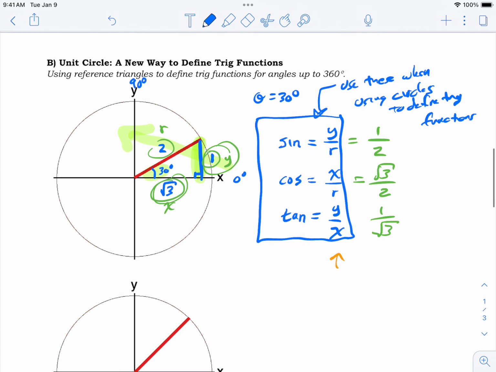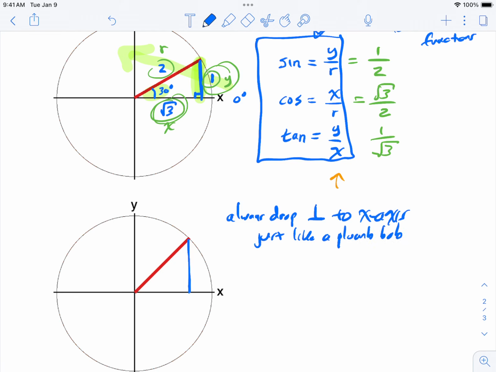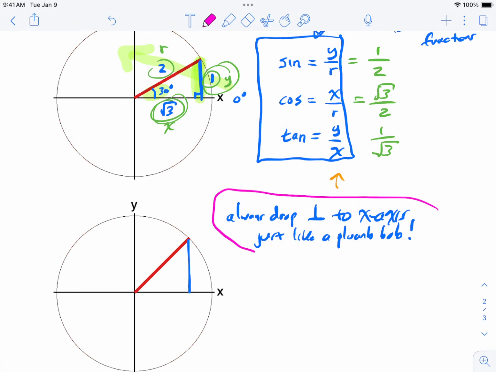Which, for the next one, again, we still don't have to for this one, because if I were to drop the perpendicular, and by the way, always to the x-axis. Always drop a perpendicular. Think of gravity, right? Which way does gravity go? It goes down. Always drop a perpendicular to the x-axis, just like a plumb bob. Okay, so let's circle that with like red or something, because that's important. We'll use this fuchsia color.